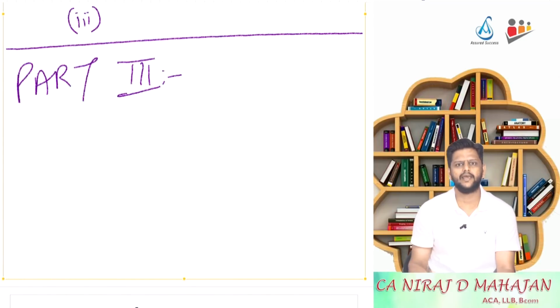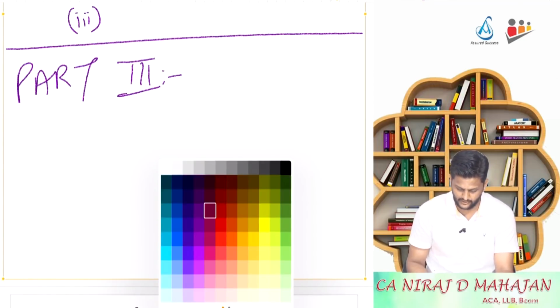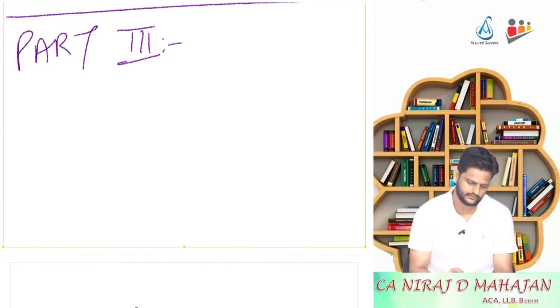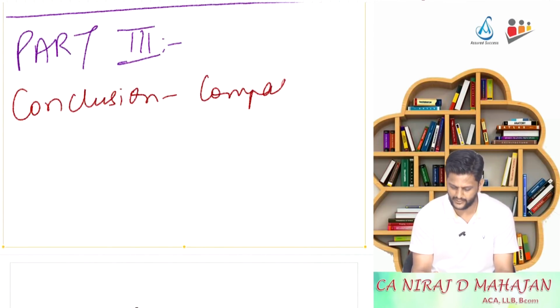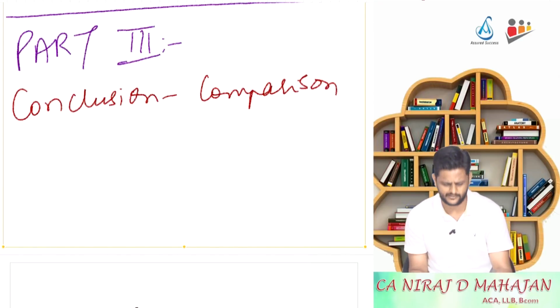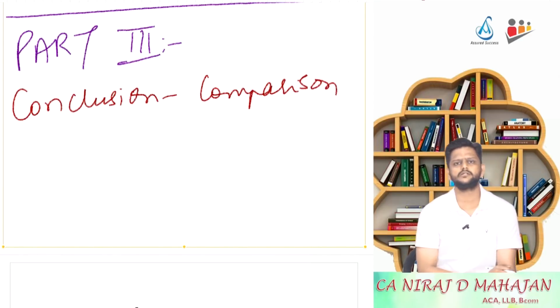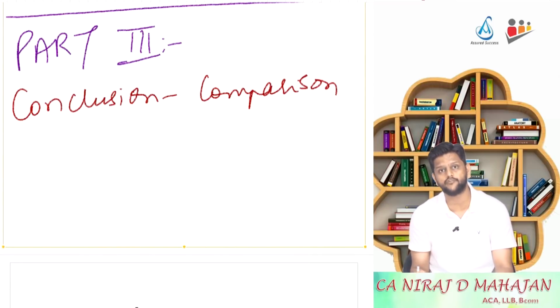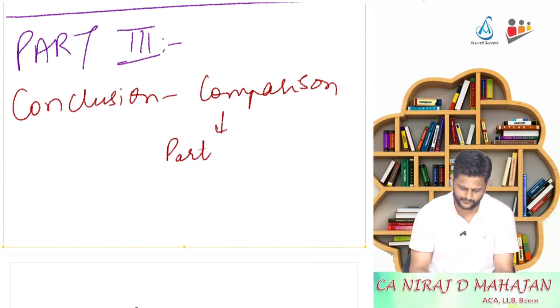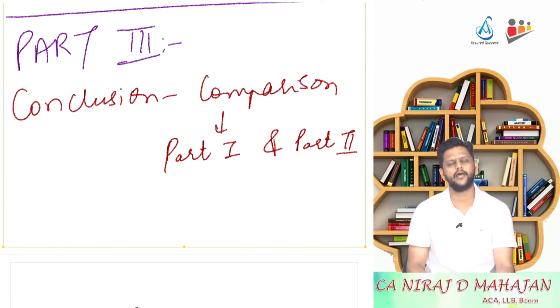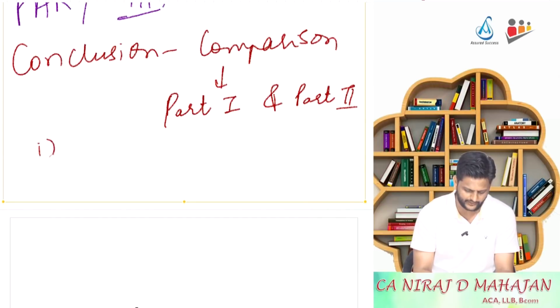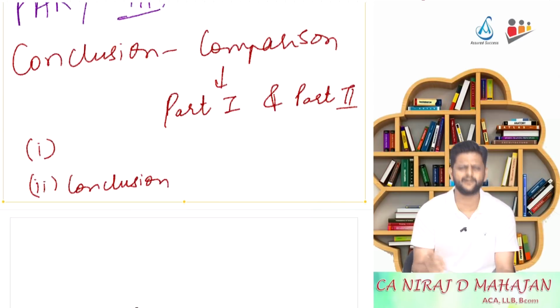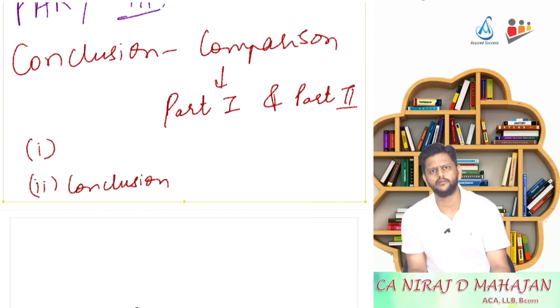Part 3 again is very important. It is the conclusion as well as comparison. What conclusion and what comparison? Conclusion means what is your answer, as per or because of comparing. You compare part 1 and part 2. So that will be your point number 1, and point number 2 will be your actual final conclusion, whether it is allowed, not allowed, or partly allowed, partly not allowed, whatever might be your conclusion.